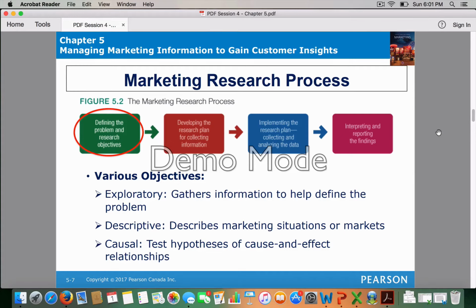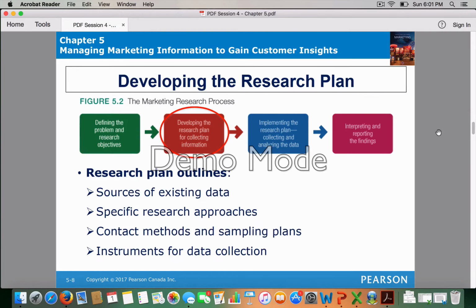So understanding, are you trying to understand the problem? Are you trying to describe what's currently going on? Or are you trying to assess cause and effect relationships?